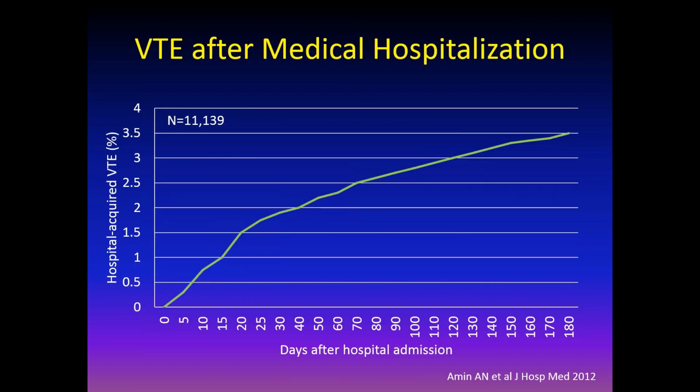Medical hospitalizations also increase risk. This is from administrative data from the U.S., and these are event rates on the days since hospital admission. Every day that passes after a hospital admission, the risk of DVT or PE rises, and only about 180 days after admission does the event rate start to plateau. So patients remain at risk after a medical hospitalization for an extended period beyond the hospital stay, which is why some have suggested that extended prophylaxis should be considered in especially high-risk patients.